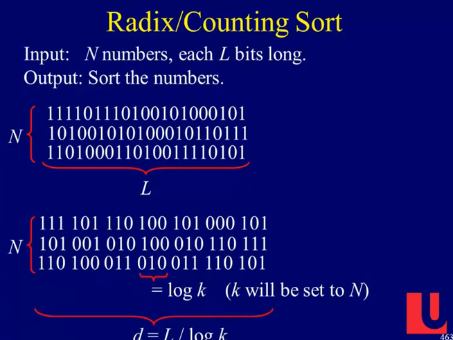The algorithm is we're going to choose some value k. Later we're going to set k to be n, but that's when we're optimizing it. What we're going to do is break these L bits into blocks of size log k. And so how many blocks do we have? We have D equals L divided by log k blocks. We break it into blocks.